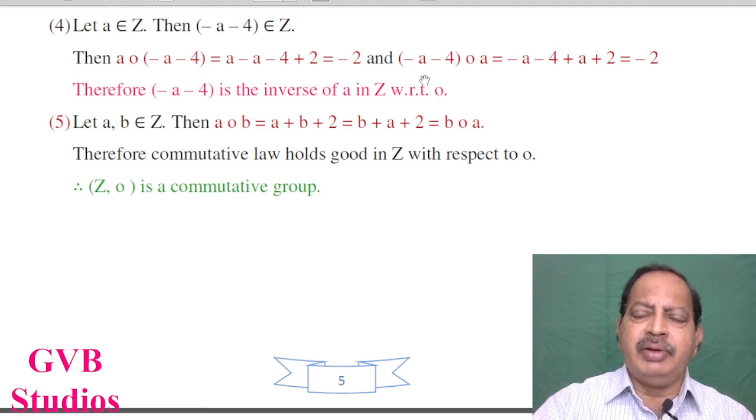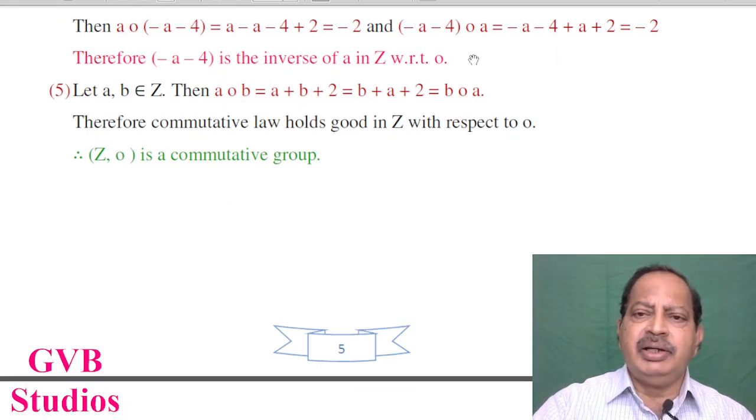And operating from the left side, (−a − 4) ∘ a is equal to −a − 4 + a + 2. The a is cancelled, and the 4 and 2 combine. We get −2. So operating −a − 4 with a from the right side and from the left side, we get the identity element −2. Therefore, −a − 4 is the inverse of a in Z with respect to the binary operation circle. So, four axioms of the group are verified here.